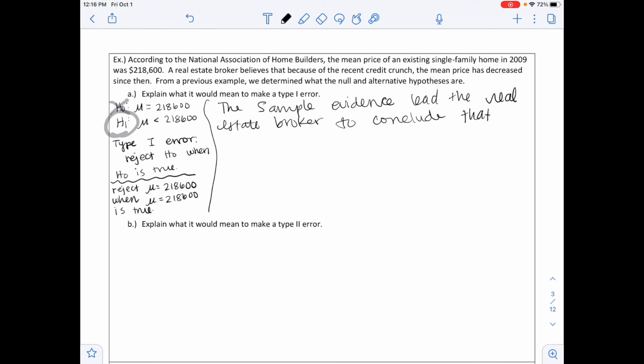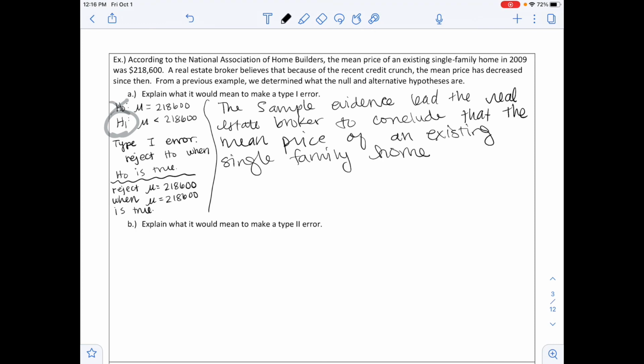So to conclude that the mean price of an existing single-family home has decreased, when in fact, so down here it says we rejected our null when the null is true. So when in fact it has not decreased.